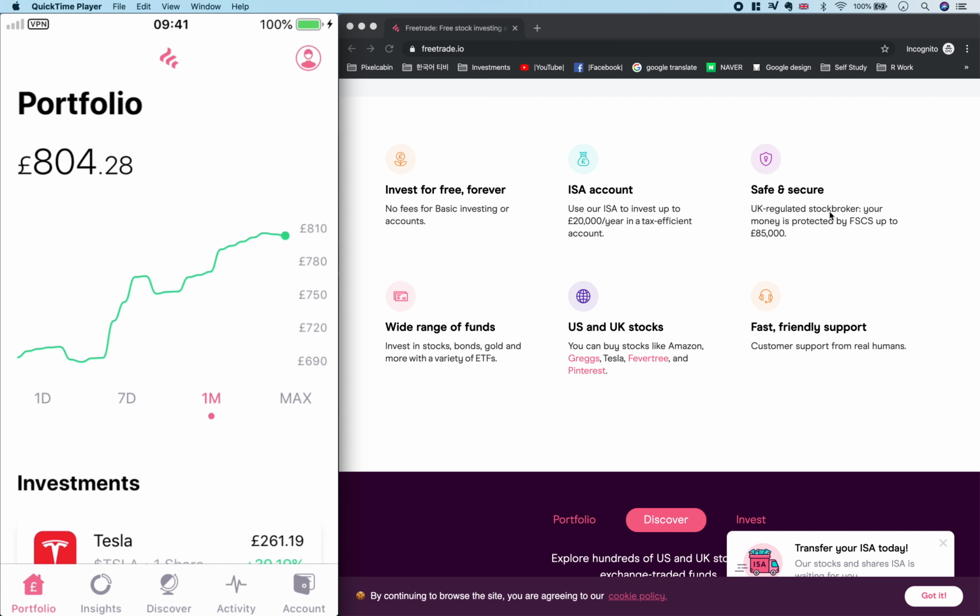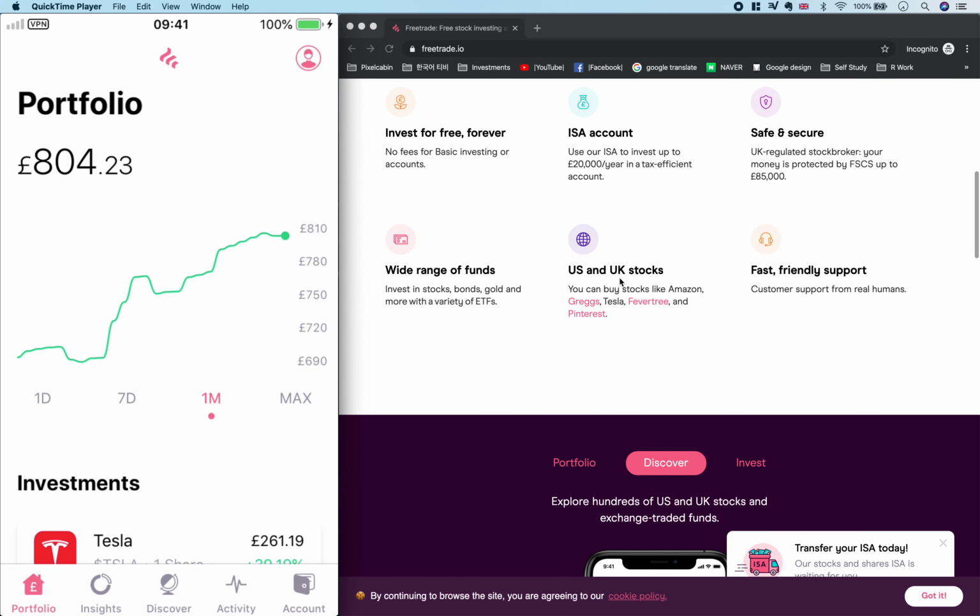And we can also see that Freetrade is also a stock broker, meaning that we are secured by up to £85,000. So if we put in £85,000 of our money into the portfolio, we are able to claim that back should the company go into liquidation. And also, we can see we have a range of stocks that we can buy on the account. So we have access to the US and the UK market at the moment, and no doubt there'll be other types of markets in the future as well.